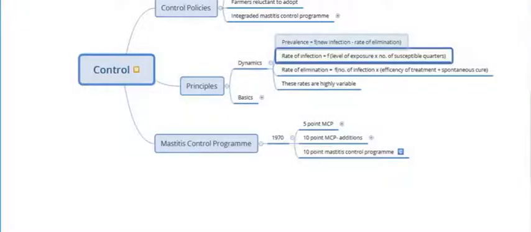Because rate of infection, new infection, starts from the environment of the animal and the management practice, the age of the animal, the udder of the animal, the etiology involved. So you find that each of these functions, each of these operators will have a large number of variables, and that makes control of mastitis a really complex subject.